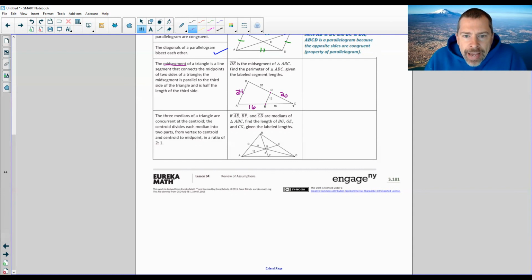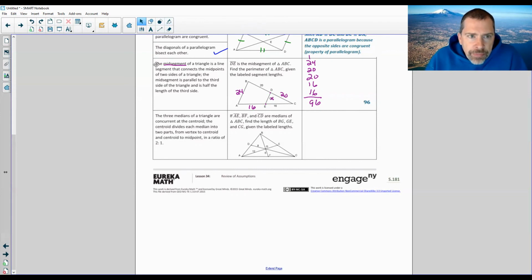So now I can add up all of these lengths except the 12, because I want the perimeter of the big triangle. And I just say 24 plus 20 plus 20 plus 16 plus 16. 6 and 6 is 12, and 4 is 16. Carry the 1, 2, 3, 5, 7, 8, 9, 96 units. Okay, the next one, the three medians of a triangle.